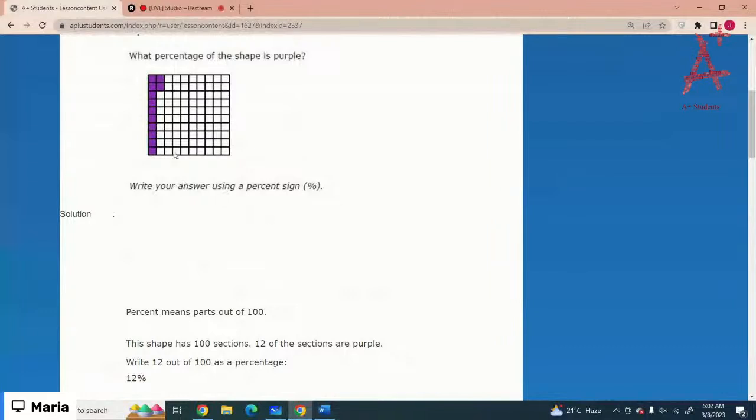So you have to look at this square. It has a total of 100 sections. And out of the 100, how many of them are colored? A complete row represents 10, and 2 more, 12. That means 12 out of 100 are colored. So you can say 12% of the figure. Got it? That is 12%.